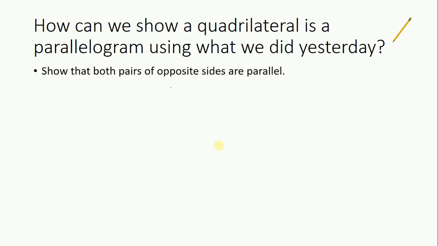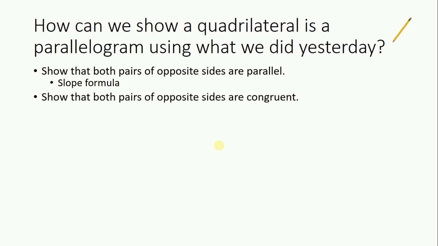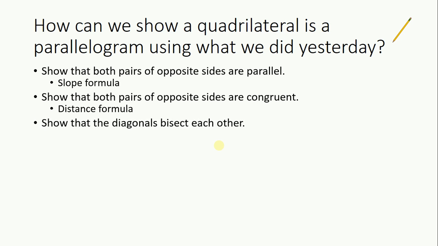Well, there's a couple of options. One way is we can show that both pairs of opposite sides are parallel. For that we're going to use the slope formula, if we're given a couple of points of our quadrilateral. Or show that both pairs of opposite sides are congruent. We're going to use the distance formula to prove that. And then show that the diagonals bisect each other. We're going to use what's known as the midpoint formula for that.